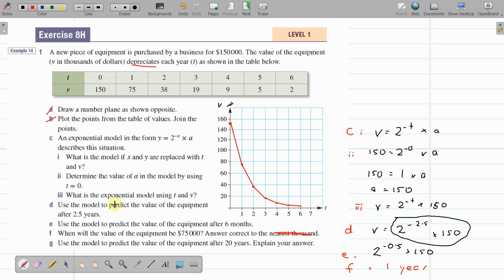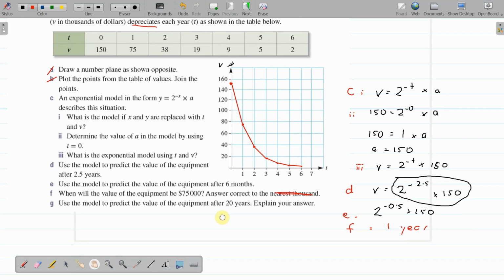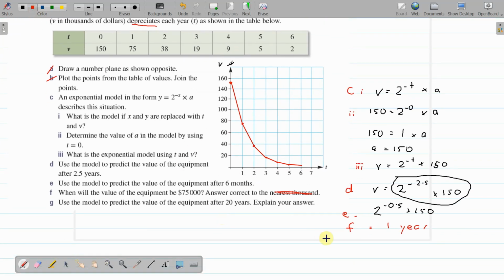Use a model to predict the value of the equipment after 20 years. So with G, same again. 2 to the minus 20 this time for 20 years times 150. You put that in a calculator, you get your answer. Okay, that's question 1.